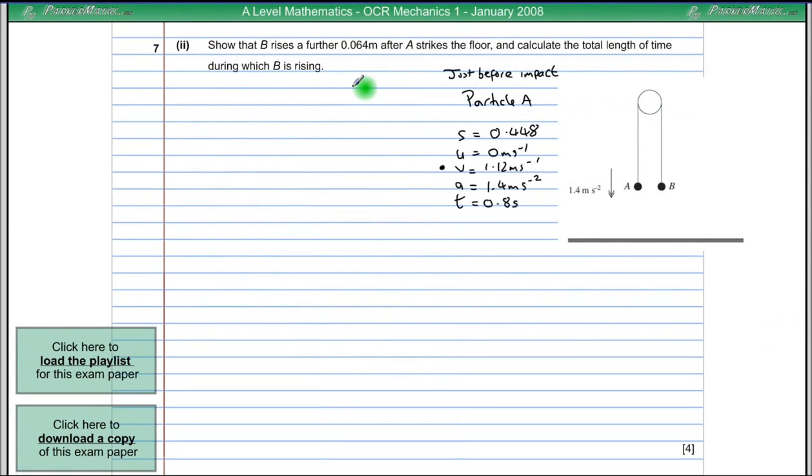In part 2, we need to show that B rises a further 0.064 meters after A strikes the floor, and we also need to calculate the total length of time during which B is rising. Well, I've borrowed our answer from the previous part here. So just before impact, all of these were true for particle A. We're now interested in particle B.